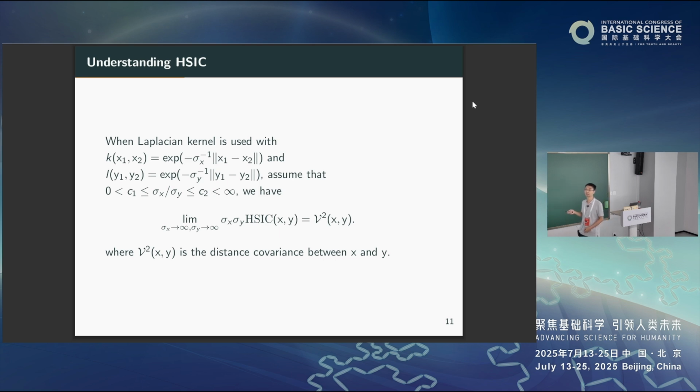And this also establishes the connection between the distance correlation and the HSIC. That is, the distance correlation is essentially equivalent to the HSIC with the Laplacian kernel and extremely large bandwidth parameters.